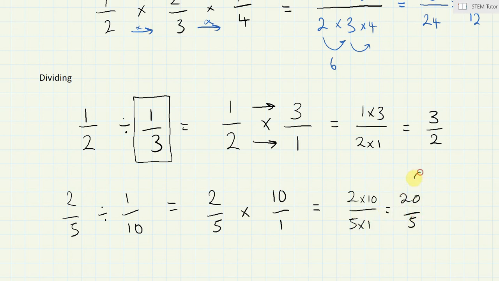Now you'll notice that there's a common factor between the top number and the bottom number. So the common factor here is 5. And 20 divided by 5 is 4. 5 divided by 5 is 1. And when you have any fraction where the denominator is 1, you can just write the numerator on its own. So 4 over 1 is 4, i.e. if 4 apples were divided by one child, that child would get the 4 apples.